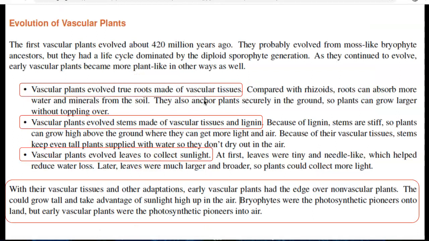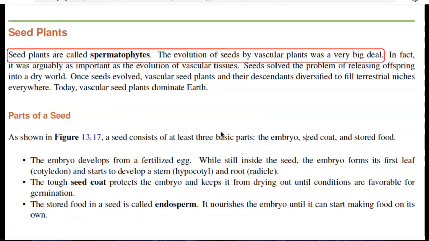The evolution of vascular plants took place because they evolved what's called vascular tissues. They also evolved lignin, and they evolved leaves to collect sunlight to make them much more efficient photosynthesizers. So make sure you read about the evolution of vascular plants. Remember that Marcus Eichhorn video will also help you with it.